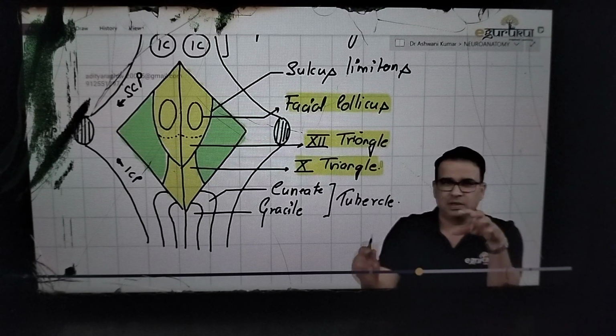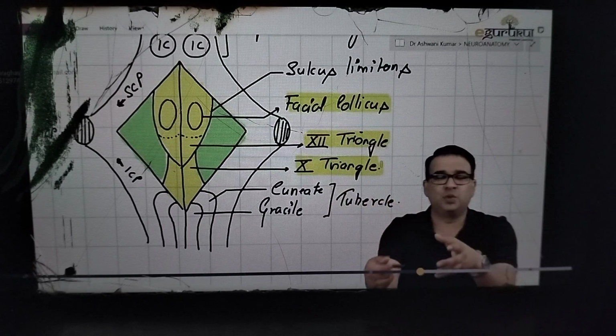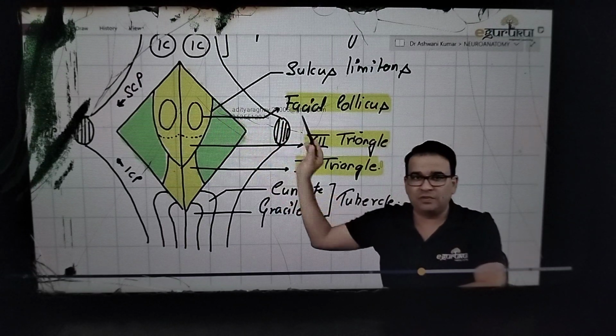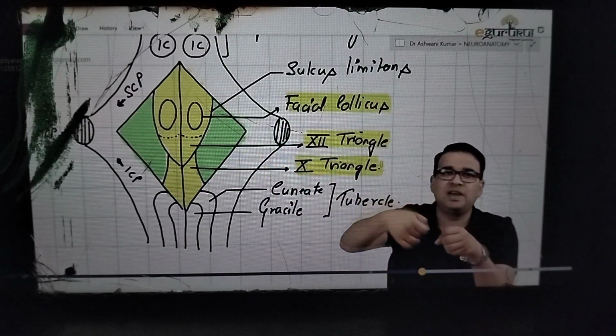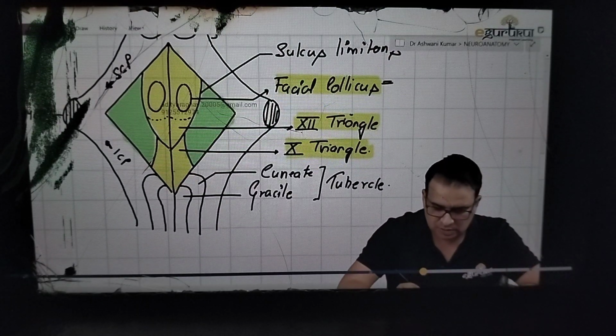The one mistake which people make in this part is with the facial colliculus. The name is facial colliculus because the facial nerve is winding around the sixth nucleus. So if I ask what nucleus is present deep to this elevation, it's not the facial nucleus, it is the sixth nucleus. The facial nerve is winding around it, and that's why the name is facial colliculus. So the facial colliculus has the sixth nucleus deep to it, and not the seventh.